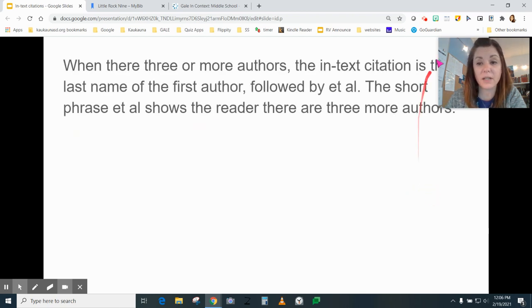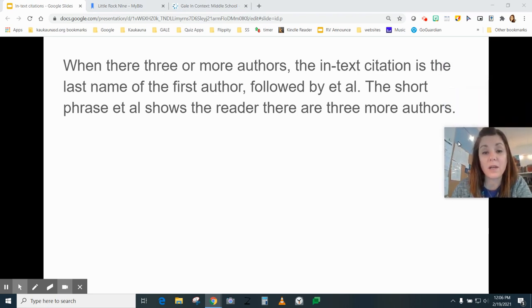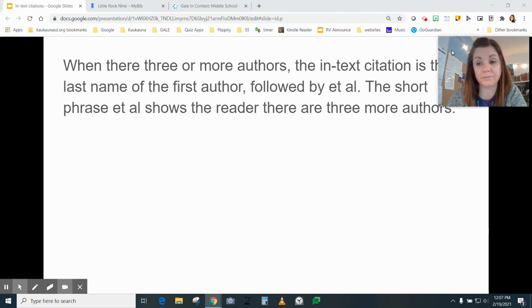You might run into a scenario like this, where you have 3 or more authors. The in-text citation is the last name of the first author, followed by et al. The short phrase et al. shows the reader there are 3 or more authors.